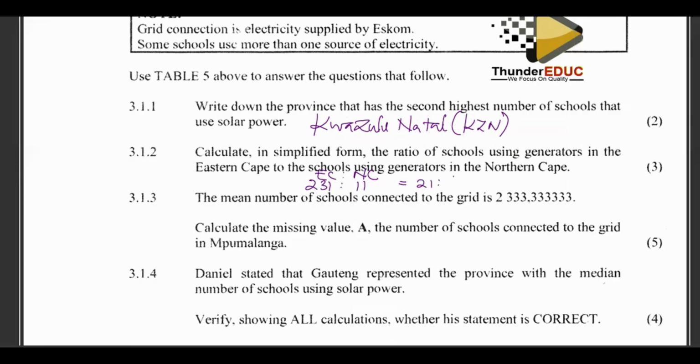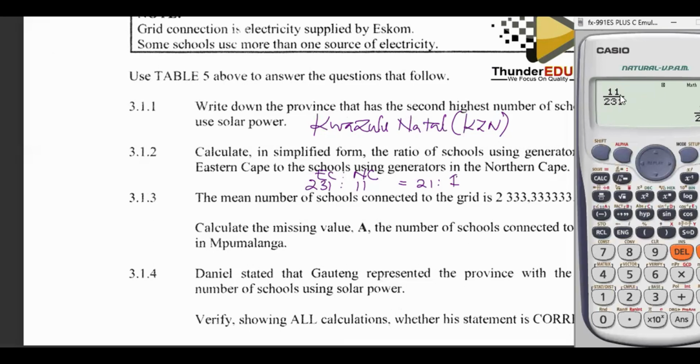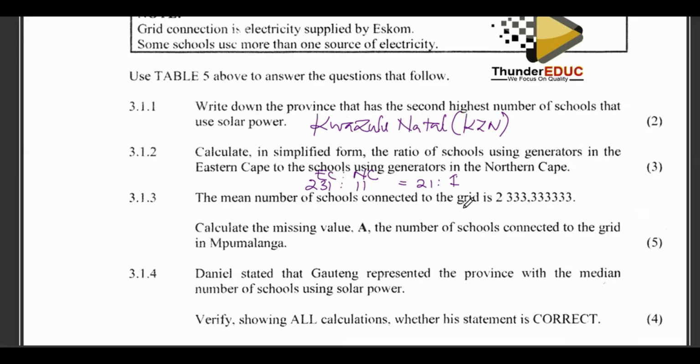So now the 11 goes with 1, and 21 goes with 231. And you're done. You see how it is? Simplified form using your calculator. Nothing more, nothing less. I think the 3 marks we shall give you: 1, 2, and your answer. These are important. Were you able to identify them?